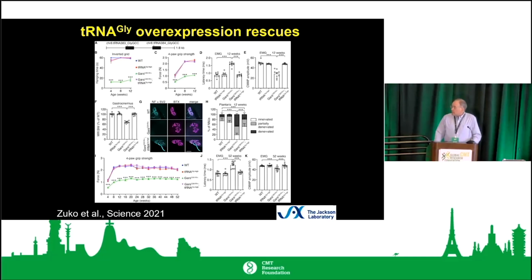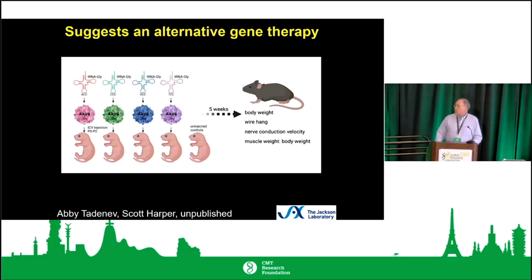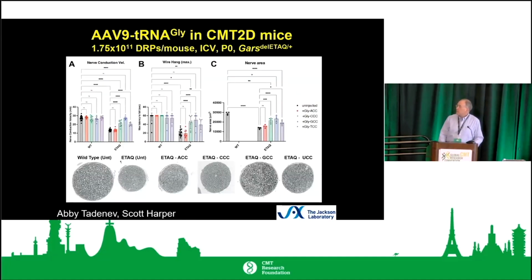So we wanted to do this in a more translational way, and working with Scott Harper, who's here at the meeting, Scott's lab packaged the 4 different anticodon tRNAs for glycine into AAVs individually. Abby Tedneff in my lab then treated neonatal mice with those 4 different AAVs, waited 5 weeks, and then used our standard battery of tests to see if it worked. And it actually worked extremely well.